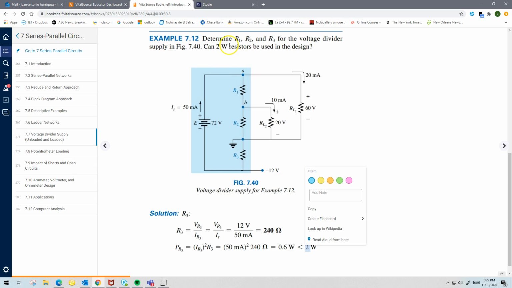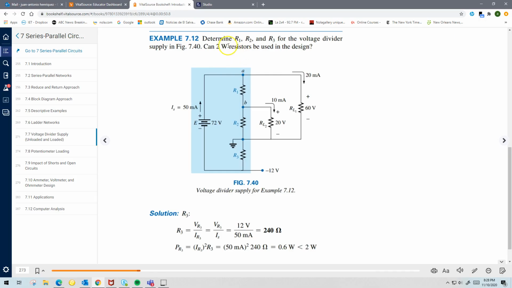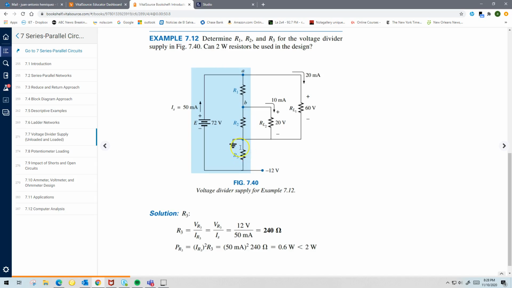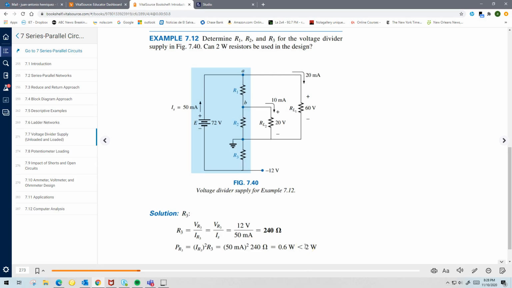When you see something like a resistor rated at a certain power, it tells you the maximum amount of power it can withstand. So in this example, if this resistor is rated at 2 watts, it can withstand up to 2 watts of power. Well, in this case, we computed the power that the resistor absorbs as 0.6 watts, which is less than the rated value. So that means that it can withstand 0.6 watts because it's rated to withstand up to 2 watts. Okay, so for this one, it's okay.